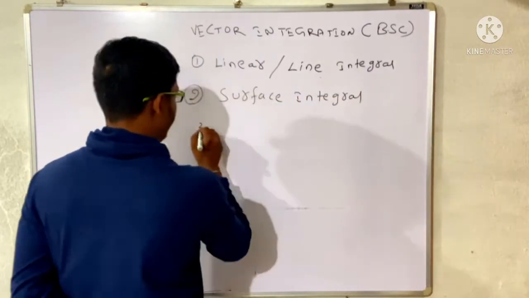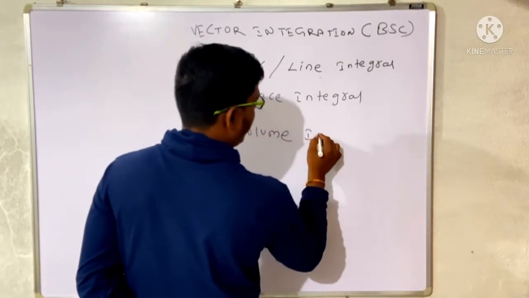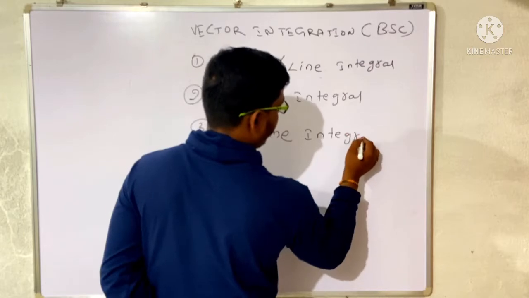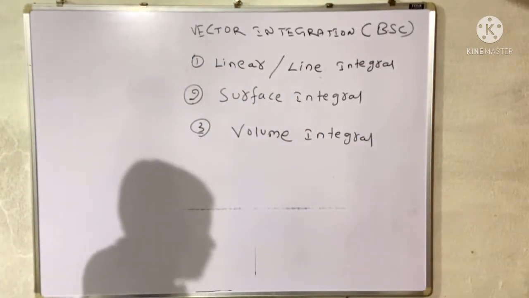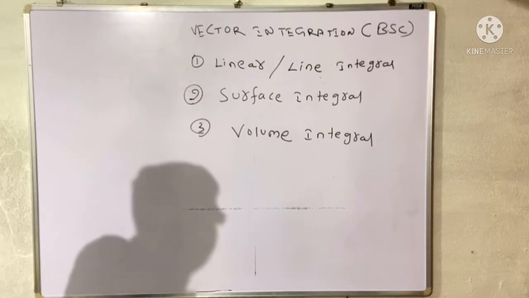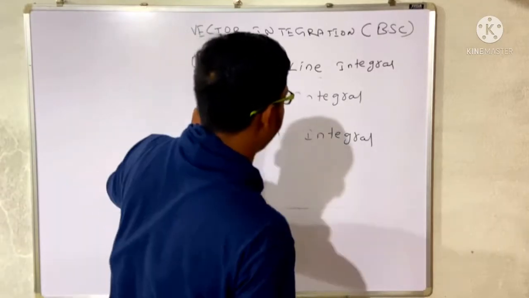Then the third one is your volume integral. So these are three vector integrals. You have to remember the line integral, the surface integral, and the volume integral. Okay, so let's first solve this line integral.